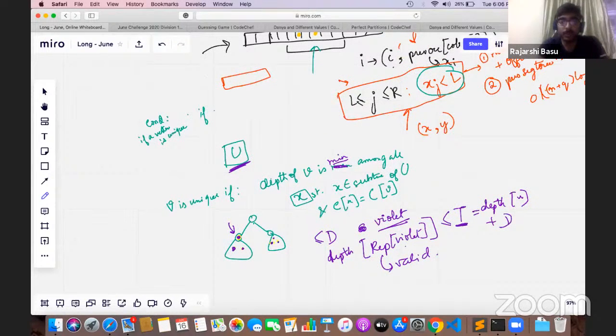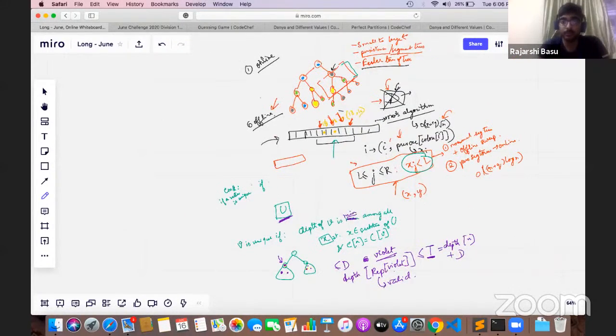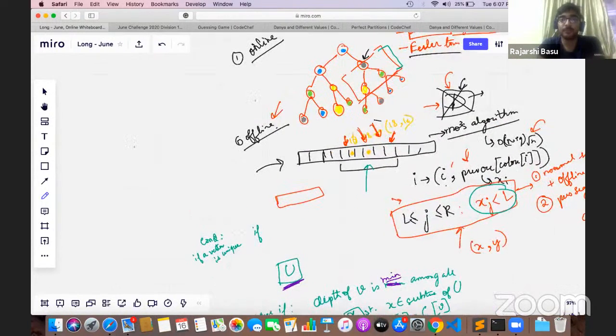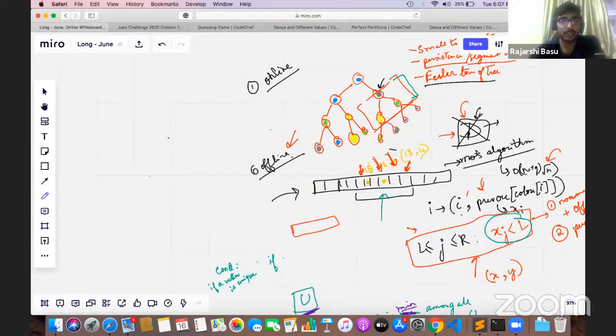Any doubts till now? At least for this condition, when a color is valid, when a color is not valid, and the fact that we are counting the colors by counting the highest representative elements. So now what we do is, essentially in your subtree, for every color, you have a representative node.